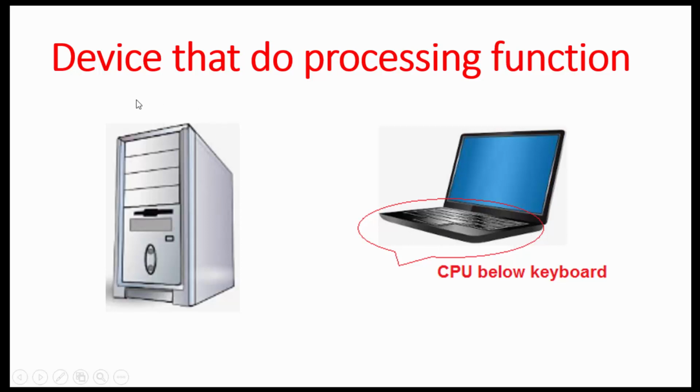So the processing device is the system unit or CPU of a computer. We don't have any other processing device. And this processing part is the main part of the whole computer. It is the one which is doing all the processing work.